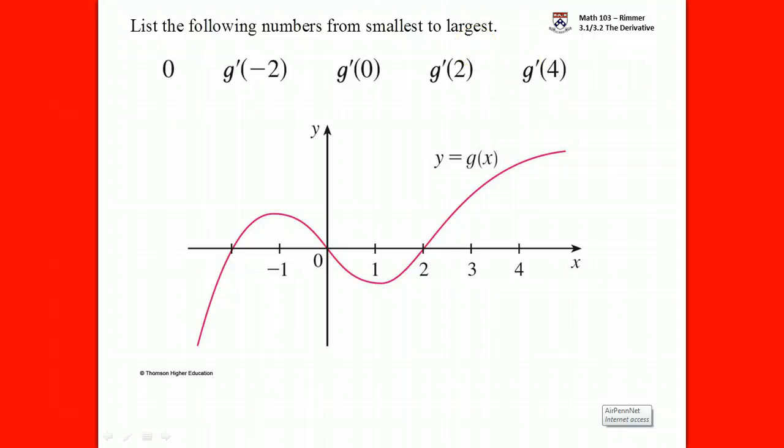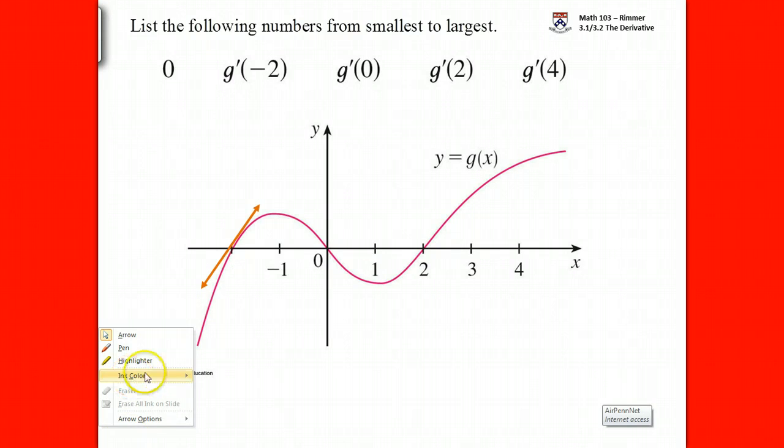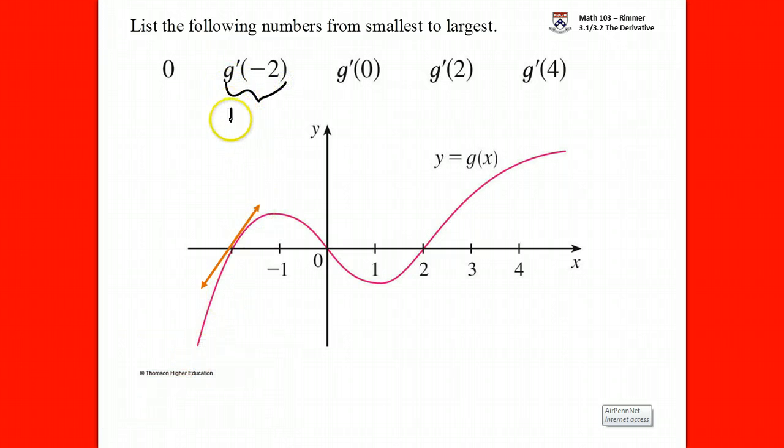First up, we have the tangent line slope at -2. So here's -2, and we'll draw a tangent line. The slope of that line will be represented by that symbol, g prime of -2. How steep that line is will be exactly what this is. This is the slope of this particular line. That's what that symbol means.